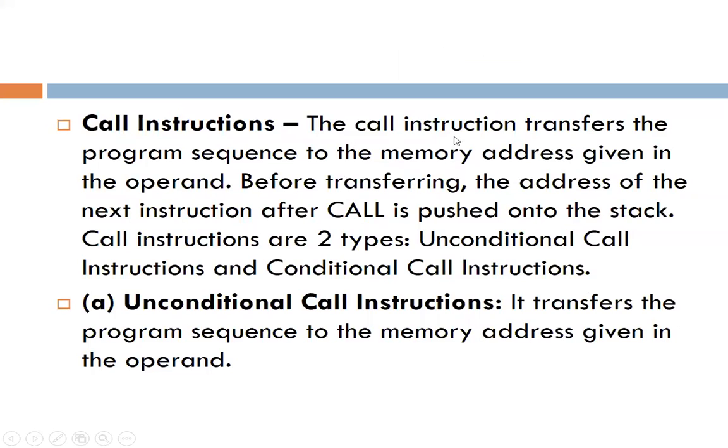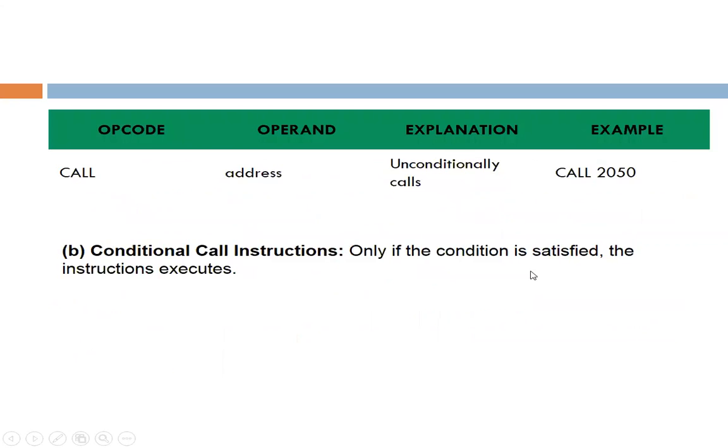Call instruction. The call instruction transfers the program sequence to the memory address given in the operand, before transferring, the address of the next instruction after the call is pushed onto the stack. There are two types of call instruction: unconditional call and conditional call. The unconditional call instruction transfers the program sequence to the memory address given in the operand. So this is the unconditional call.